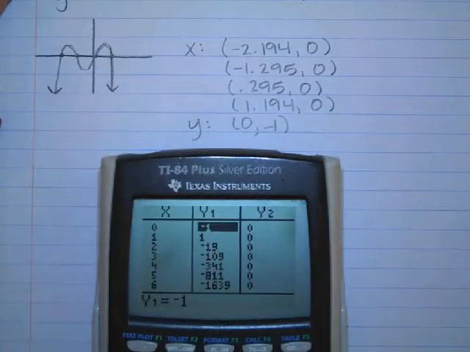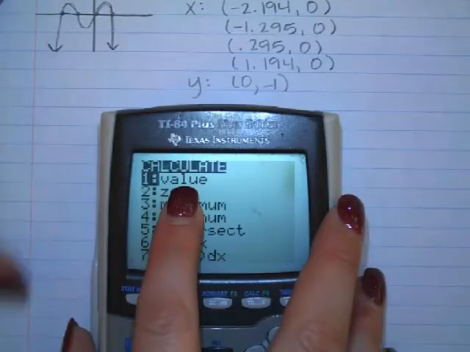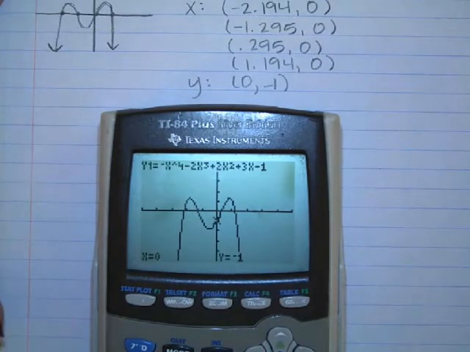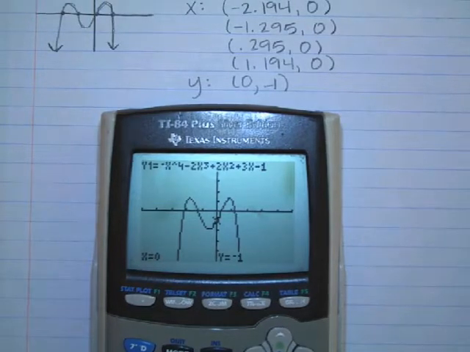Your other option is you could have done second trace. Number 1 allows you to plug in the x value that you want. And you can plug in an x value of 0, and that'll give you that y-intercept of -1. So 2 different ways of finding that point. Okay, so x-intercept, y-intercept. What else do we typically like to find?